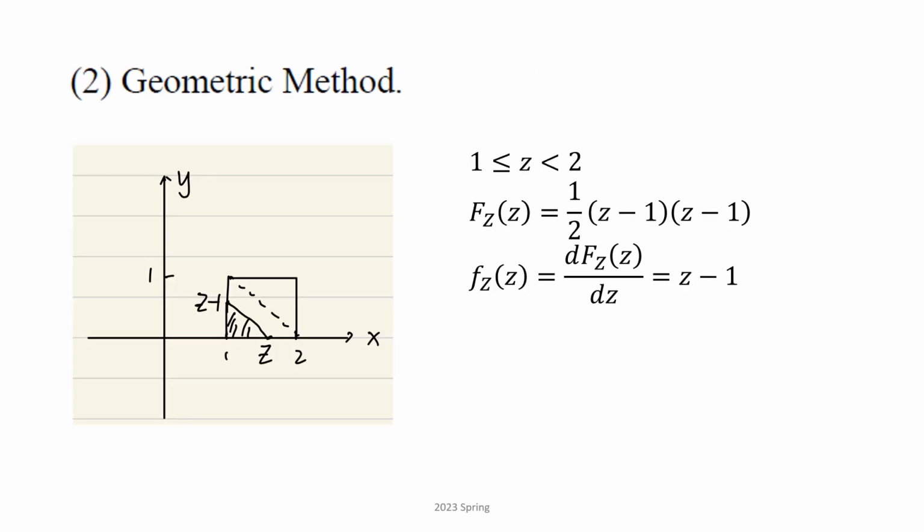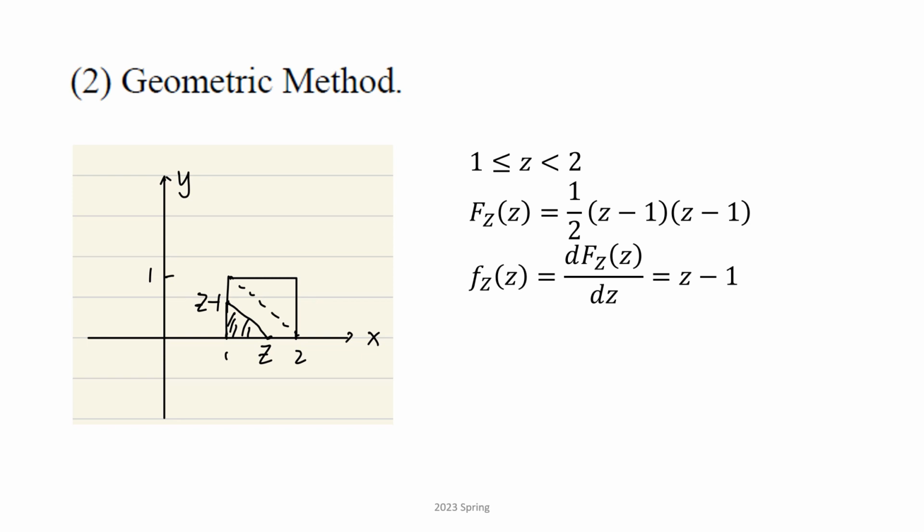The second method is the geometric method. We will use x and y and the big F_Z, since little f_Z equals d big F_Z over dz. And we know in the graph that the big F_Z equals the area of the shadow. If z is in the lower triangle of the square, z is greater than 1 and less than 2, and the shadow is a triangle.